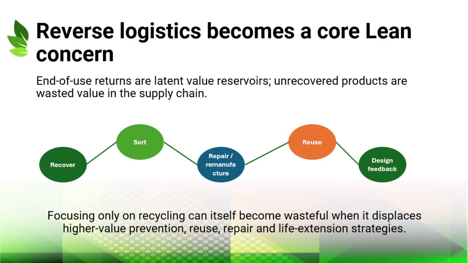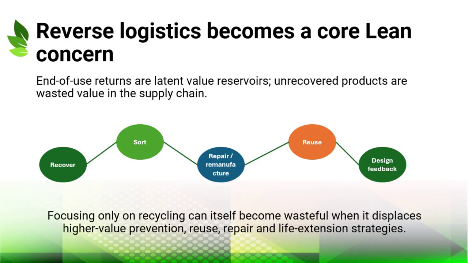Reverse logistics becomes a core lean concern when end-of-use products are seen as reservoirs of latent value. The chapter explains that products which are not recovered are effectively wasted value in the supply chain. Therefore, circular lean thinking makes collection, sorting, repair, remanufacturing, and reuse part of operational strategy rather than peripheral environmental activities.